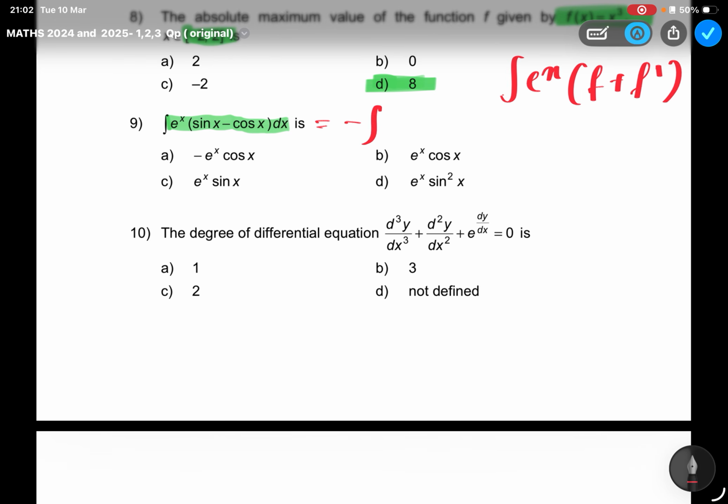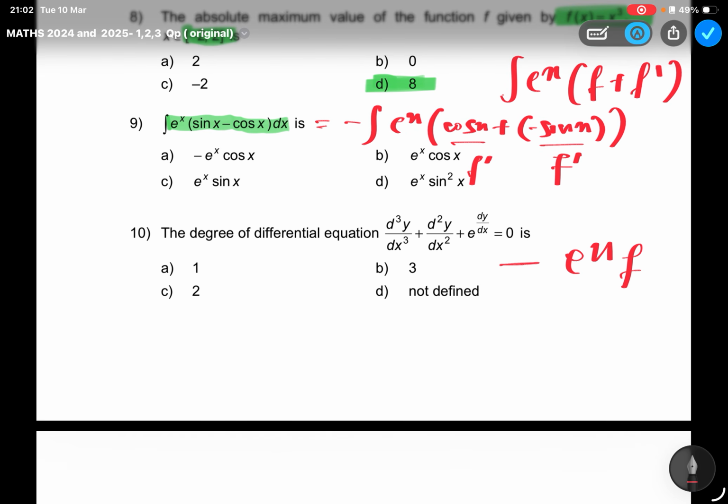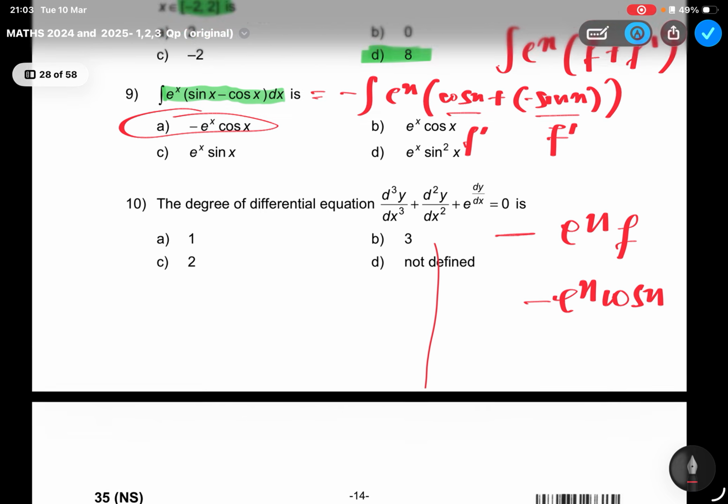We have to convert it. Take minus outside, and e to the power x, now cos x plus minus sine x. Now e to the power x, f plus f dash of x. Then the answer will be e to the power x f with negative sign. What is f? Cos x. So e to the power x cos x with negative sign. I hope you understood. You have to take the minus common outside, then you will get the answer.